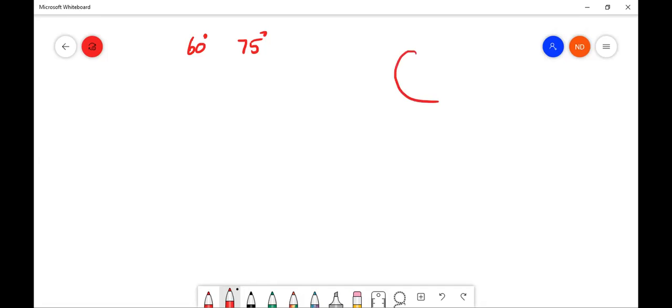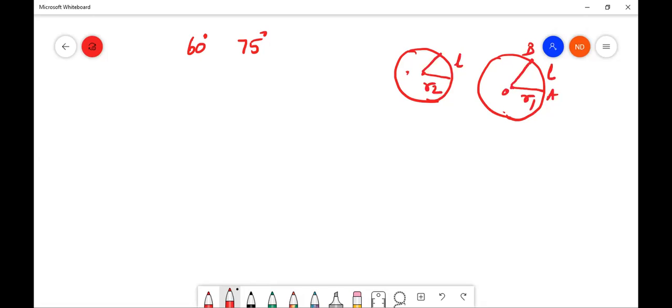So we are given two circles. Now you can take here, this may be R1 and this may be R2. Okay, and arcs of same length. So here you can write, this is length L and here also length L. O, A, B, then here O, C, D. So like this. Anyway, you don't have to worry for this thing.